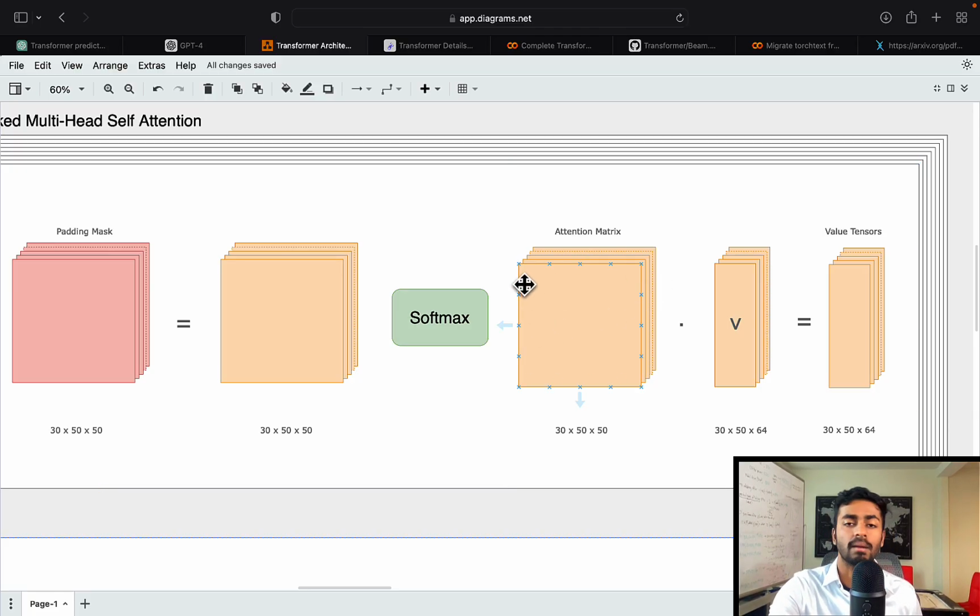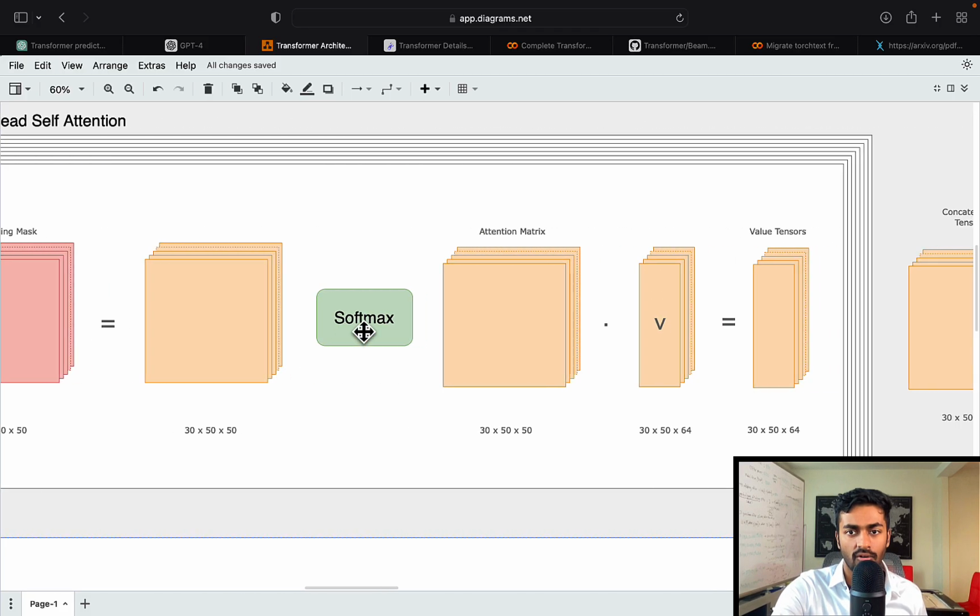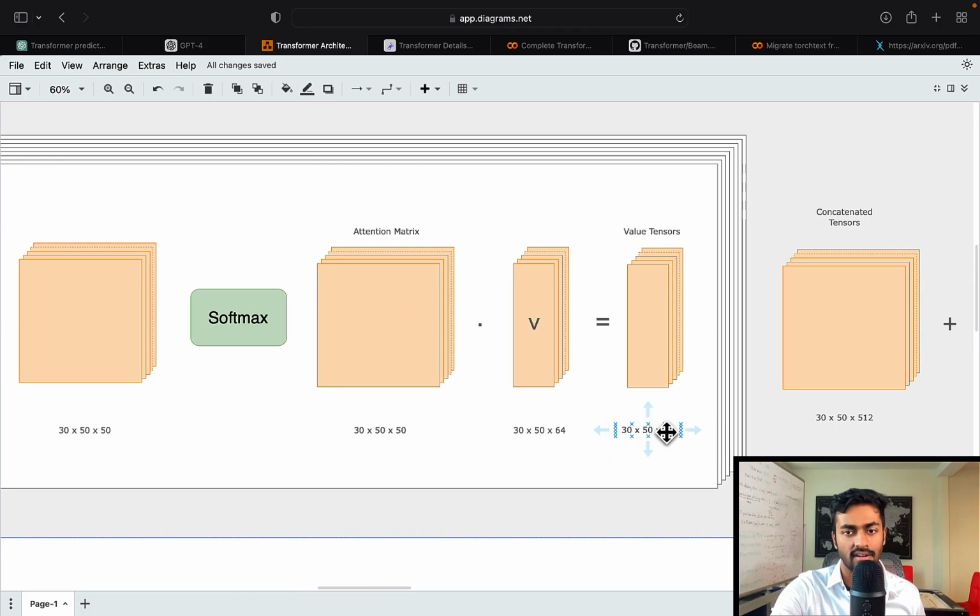And so you'll see a probability distribution for every single row over here. Each value in this matrix is going to quantify how much attention each word should pay to every other word. We then apply the value matrix that we computed way back in the beginning over here in order to get a 30 cross 50 cross 64 dimensional value tensor. And these value tensors will be very contextually aware. And this is the output of just one attention head.